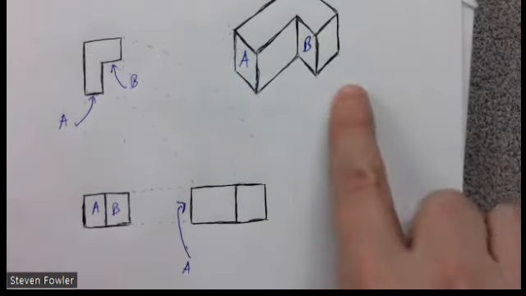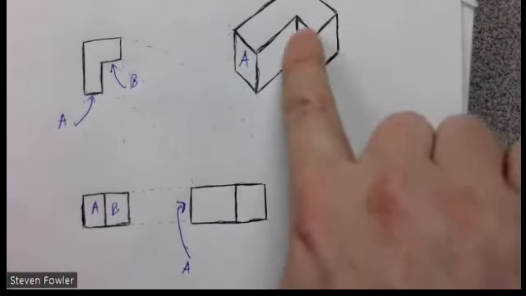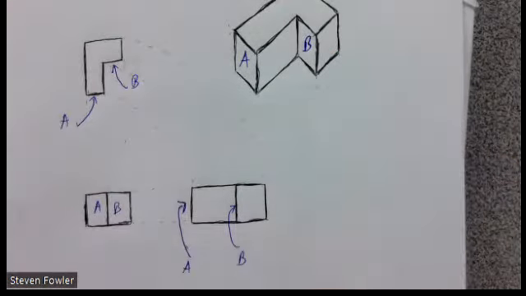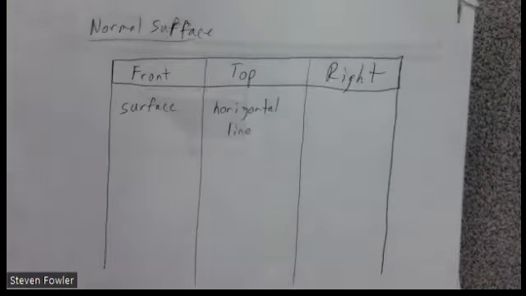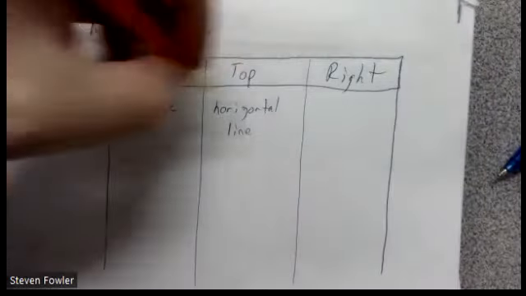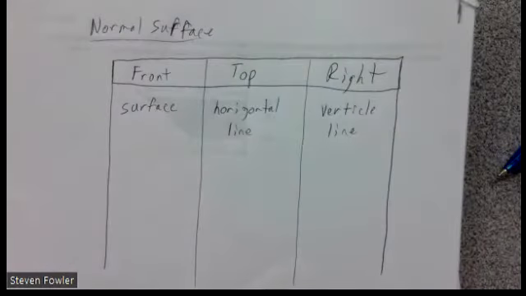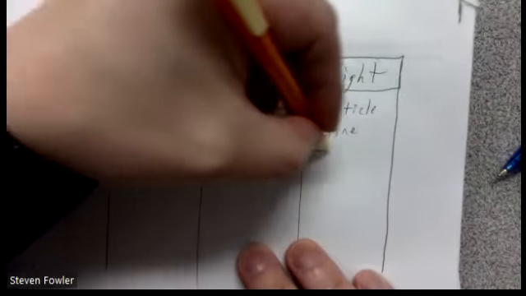And that means B being right here, and I'm looking up this way, that puts B right there in between the two. A and B are vertical lines on the right projection. So your normal surfaces, if they're surfaces on the front, that means they're a horizontal line on the top, and they're going to be a vertical line in the right. Okay, let's go to the next one.